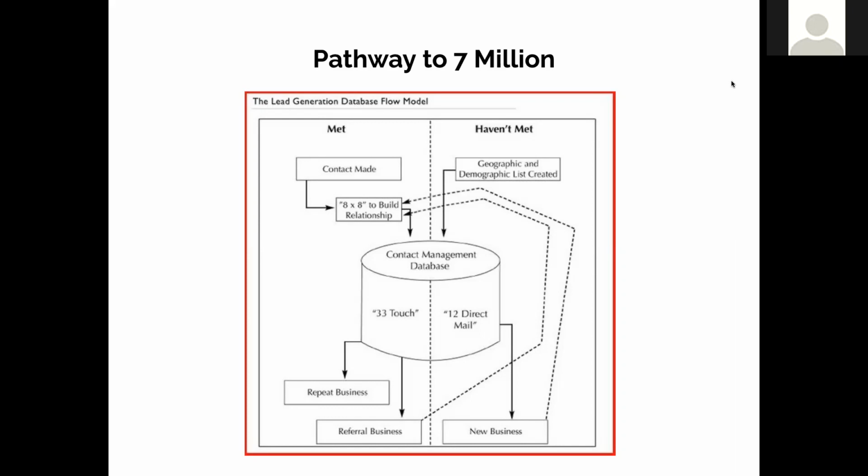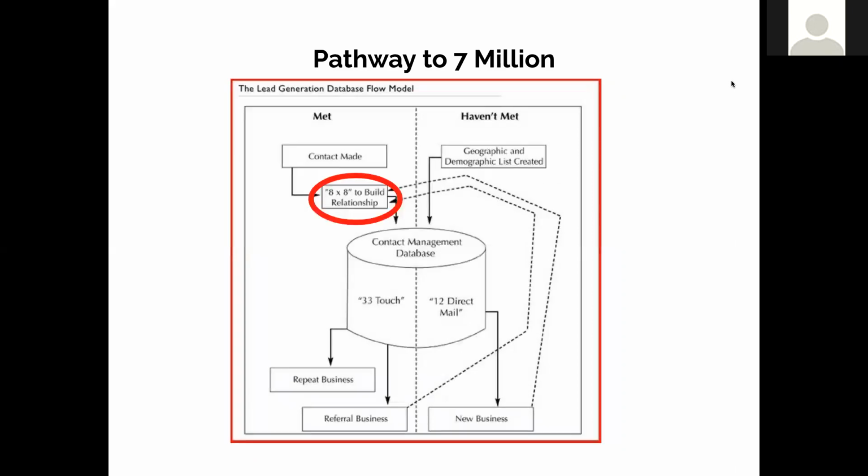So let's look at this beautiful graph. We're going to go step by step through it. The first thing that we are going to do is we are going to work on the 8x8 portion of the program. We have taken this 8x8 model from the Millionaire Real Estate Agent and updated it. The Millionaire Real Estate Agent book was written in the early 2000s, prior to social media and emails blasting onto the scene. So we have added some of those mediums to it.